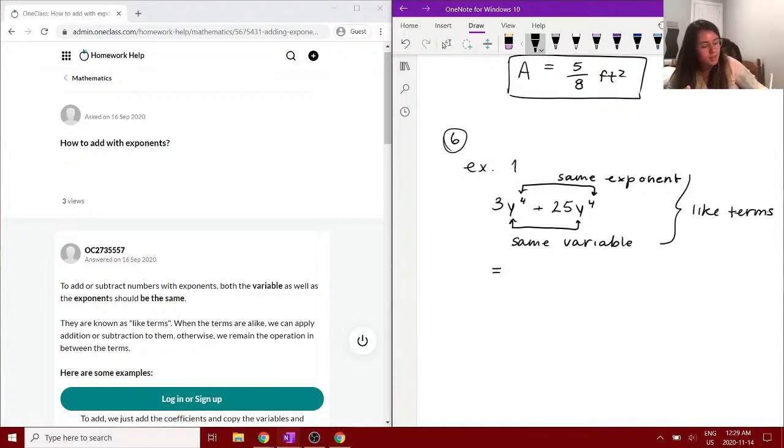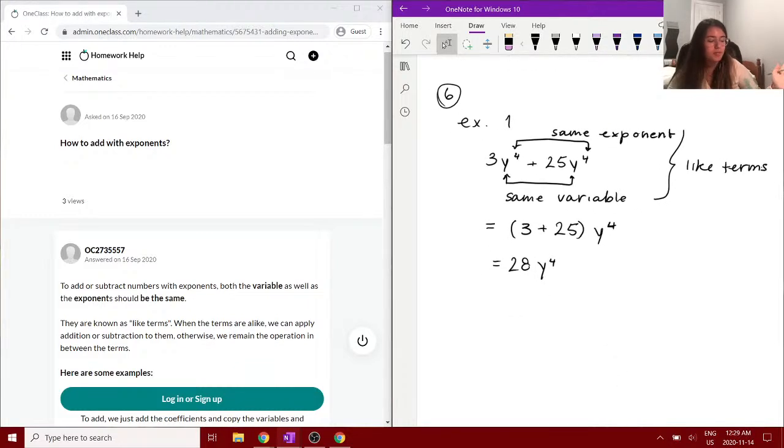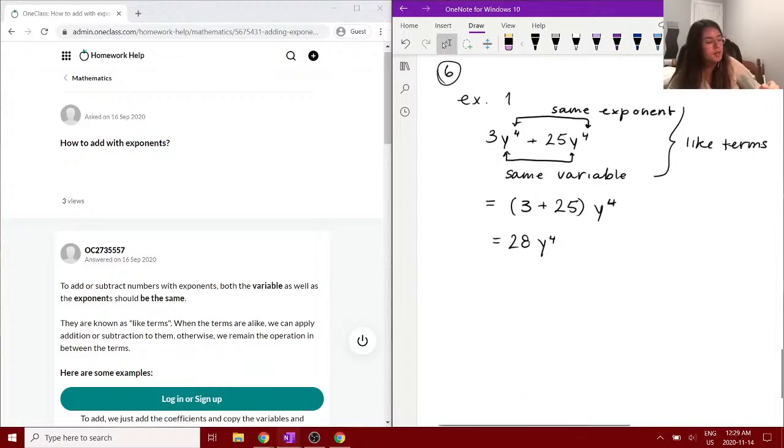Therefore, we can add them. So let's just add the coefficients in front of these variables. So we have 3 plus 25, and then leave the exponent and variable the same. And we get 28y to the 4. So yes, as you can see, when they have the same exponent and same variable, they are like terms, and therefore you can add. But let's look at a different example now.